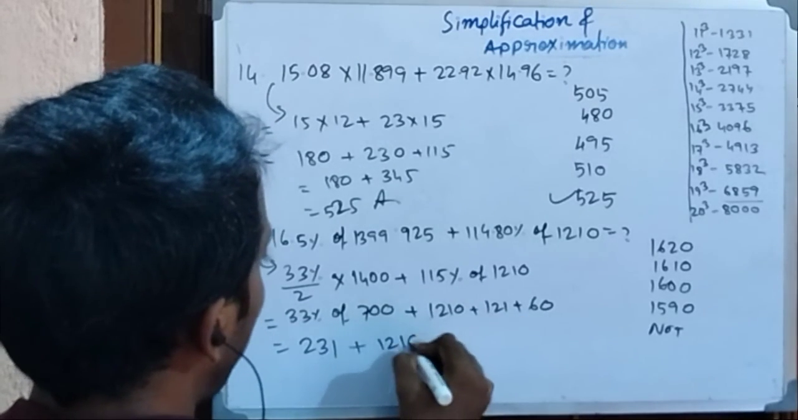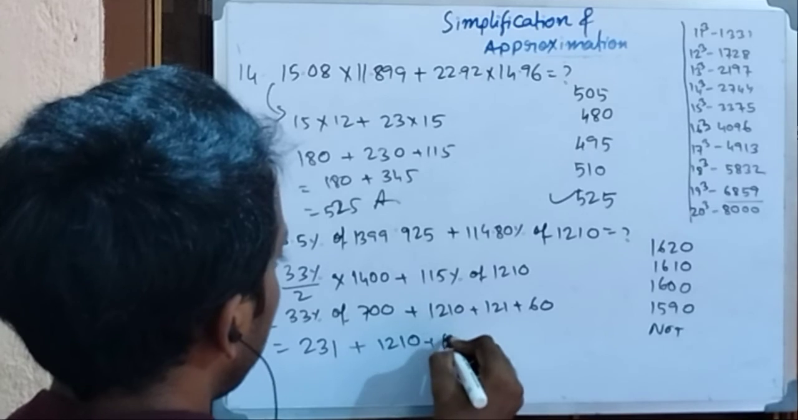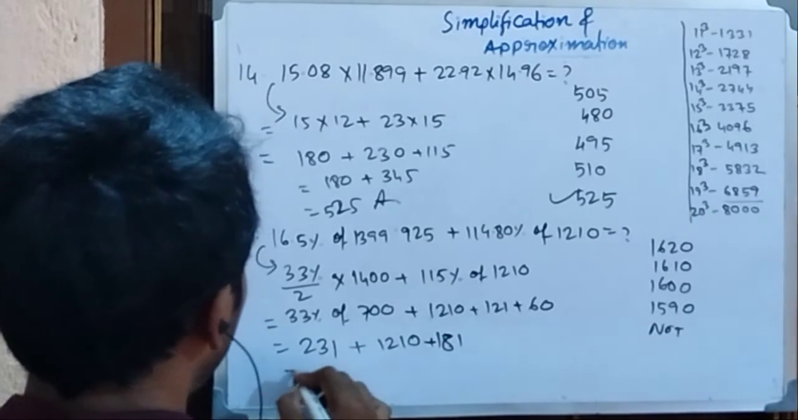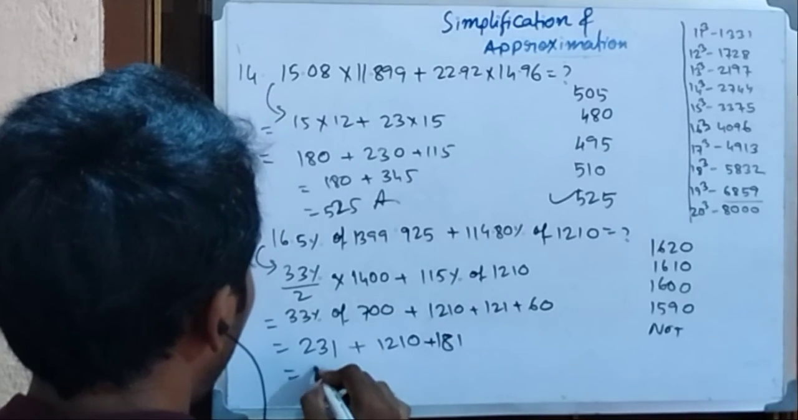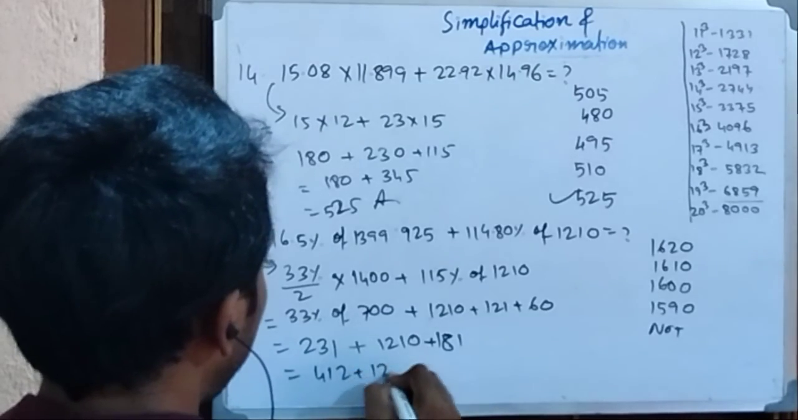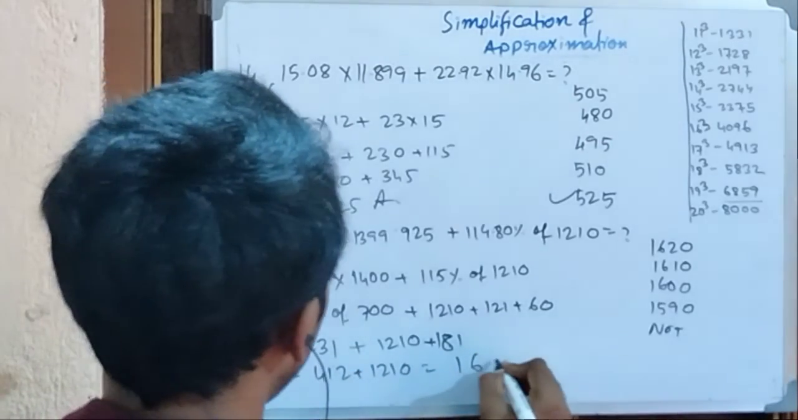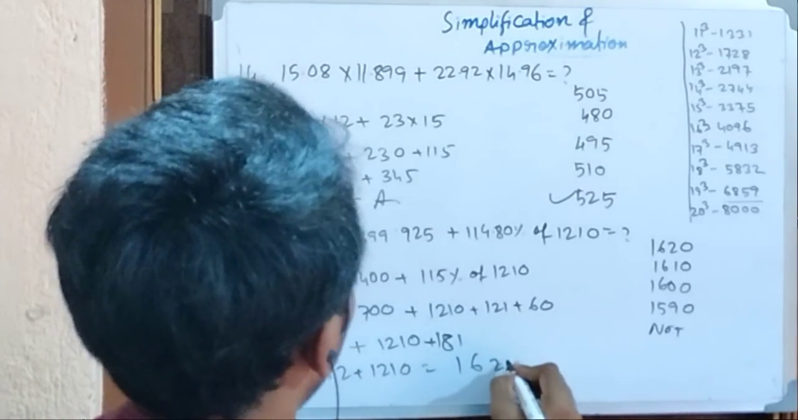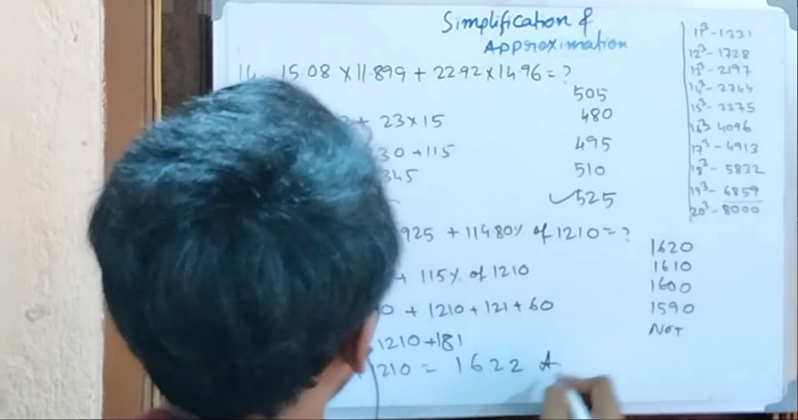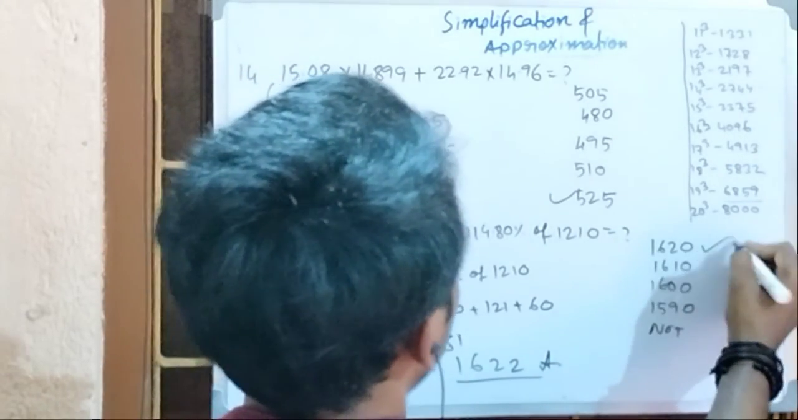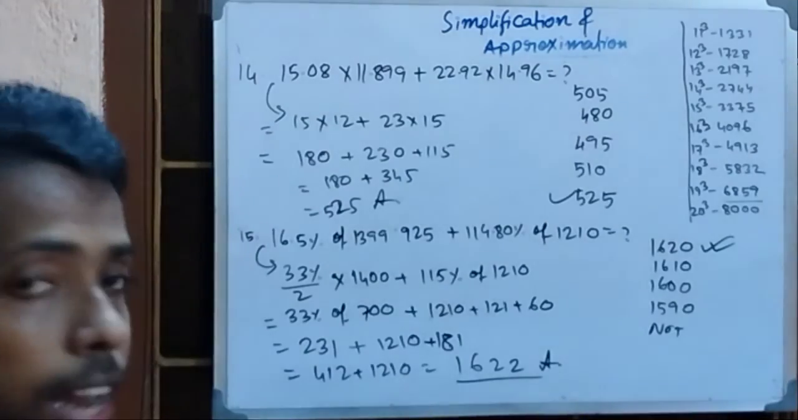So 1210 plus 181, right? So 181, 412 plus 1210. So 1622, right? So 1622, very close. 1620 is the answer, right?